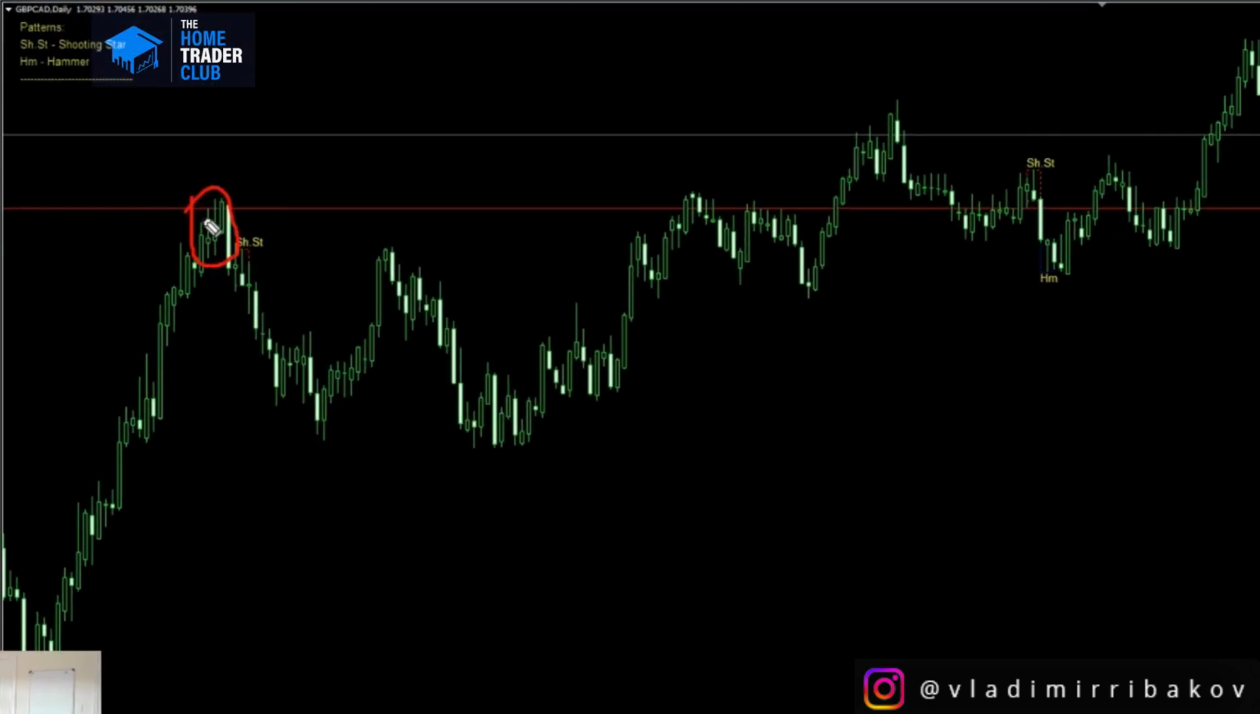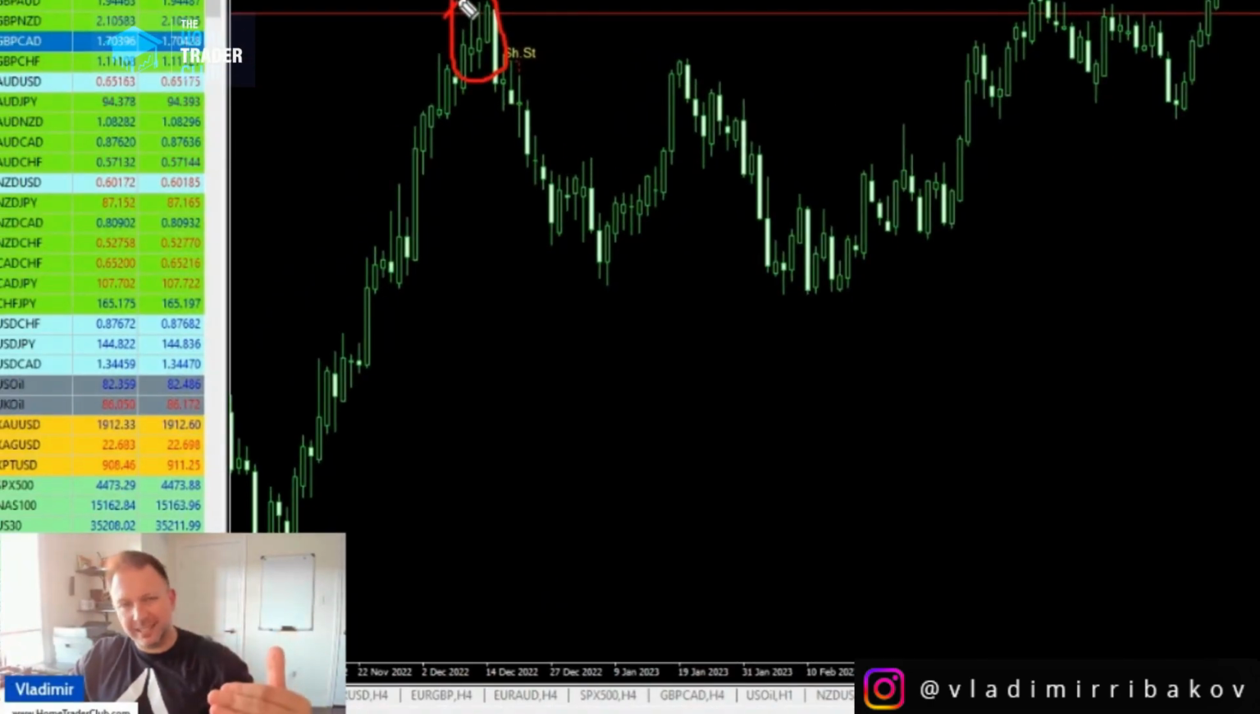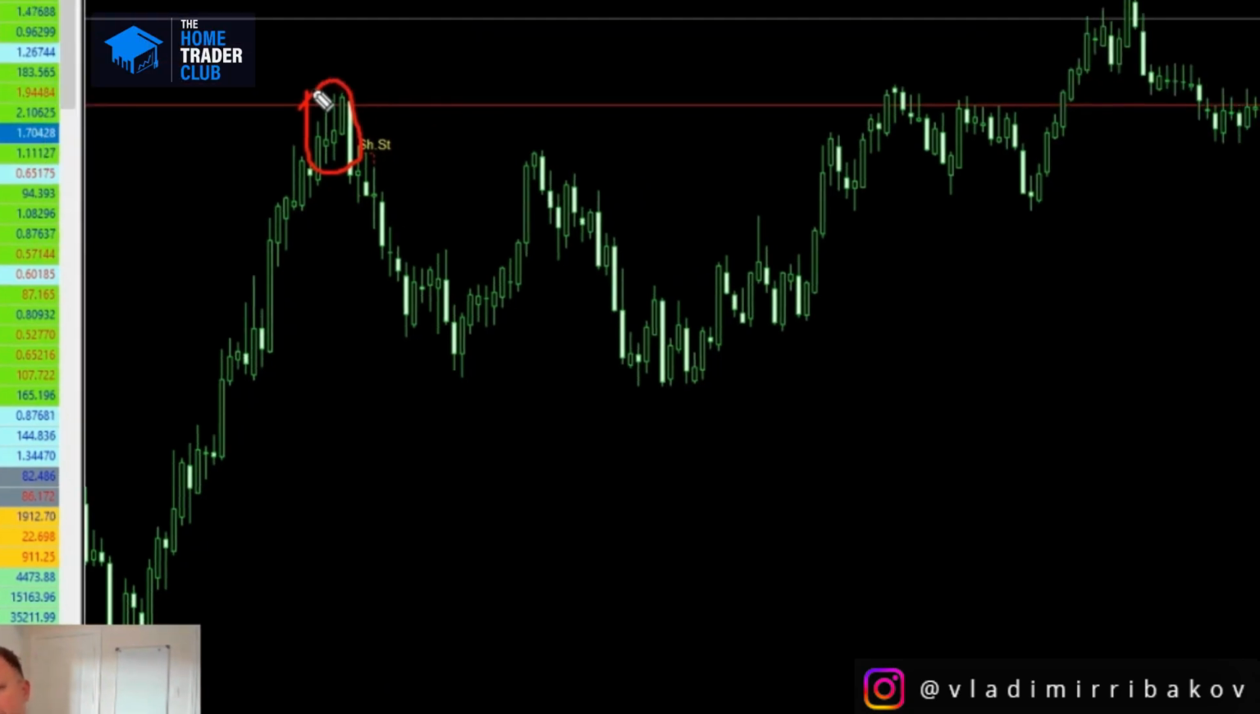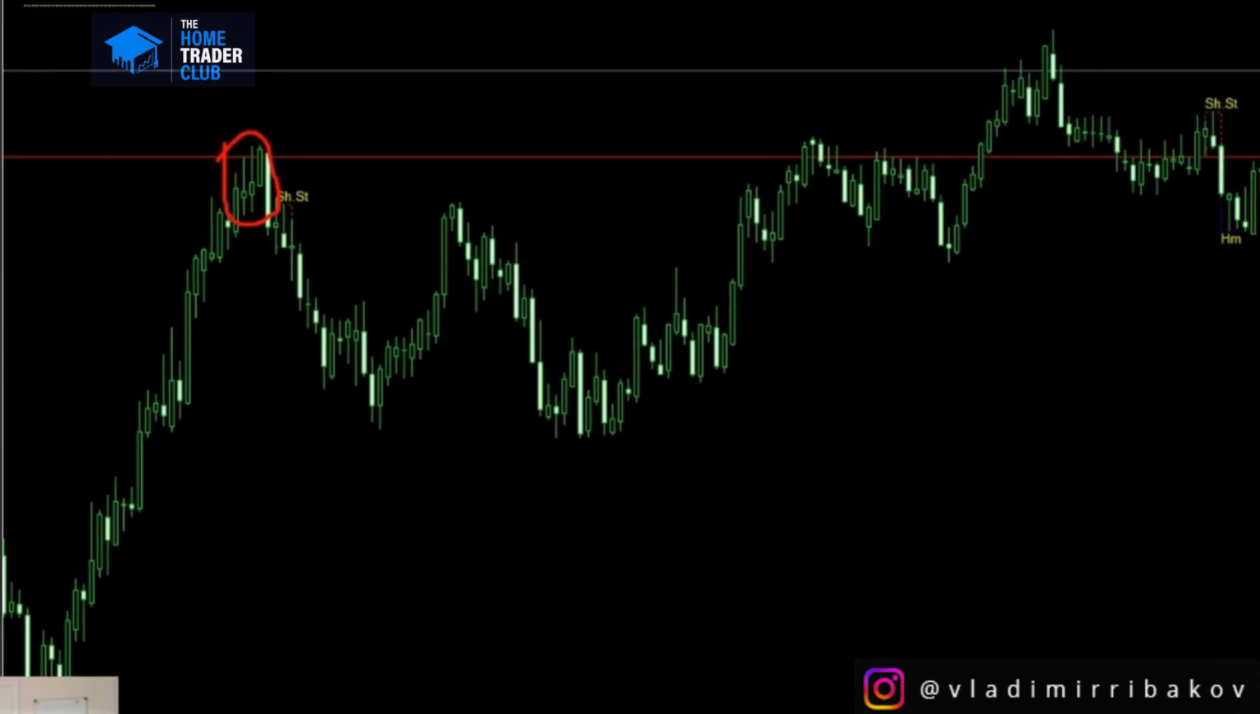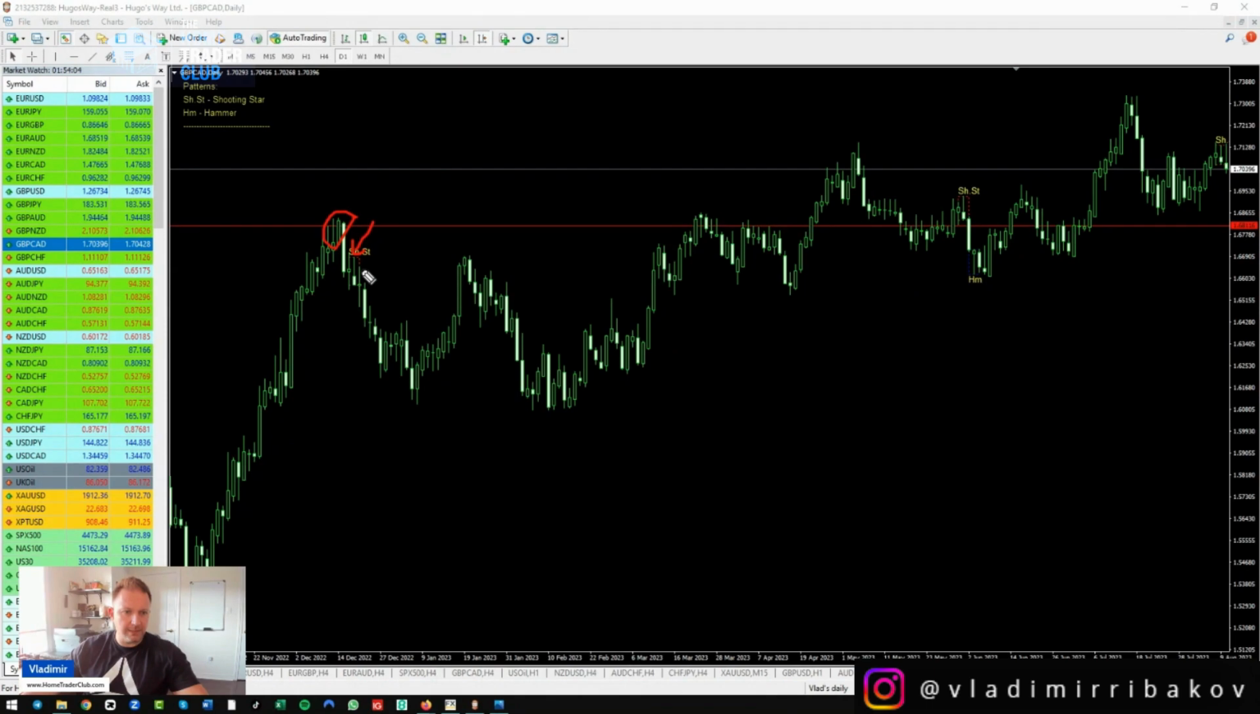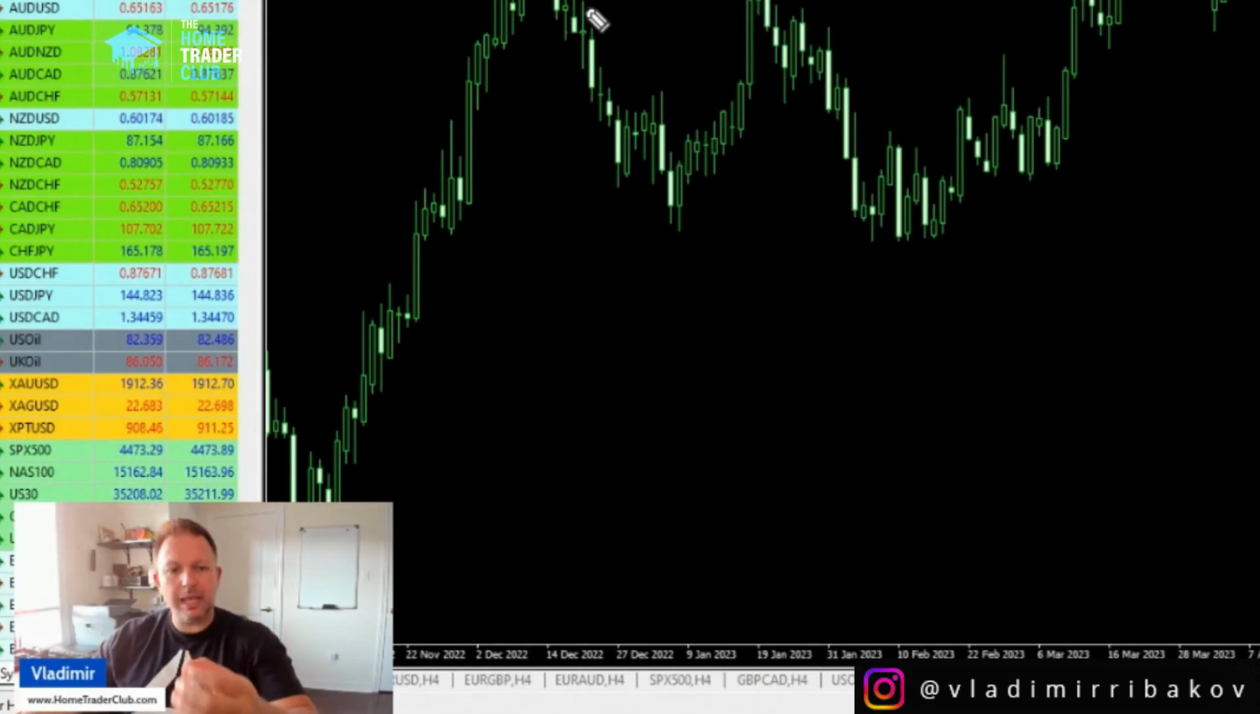It comes right on the top, rejects the resistance from the higher time frame, and not instantly on the top, but right after it gives a fantastic inverted condition. Okay, in that case, a shooting star. Okay, the inverted or the reversal pattern.